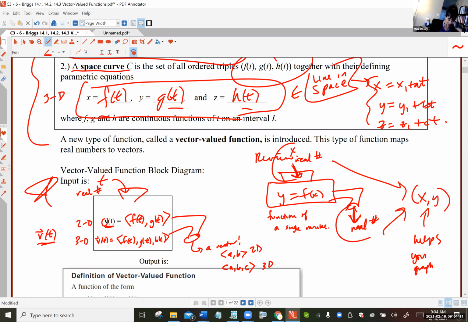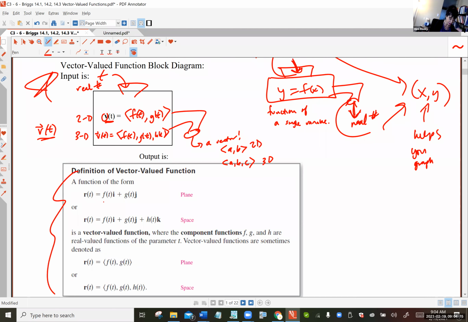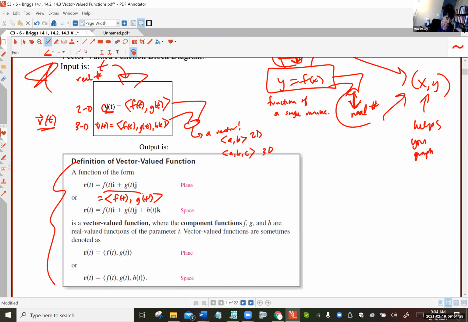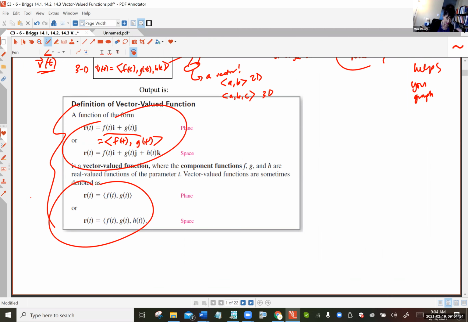That's all. Okay, so now let's do the official definition here. In this definition, instead of component notation like I like, they're using the i, j notation, the linear combination of your standard unit vectors. That's fine. Either way, that's a vector valued function. So I like component form, but some people don't. So, you know, pick your poison.